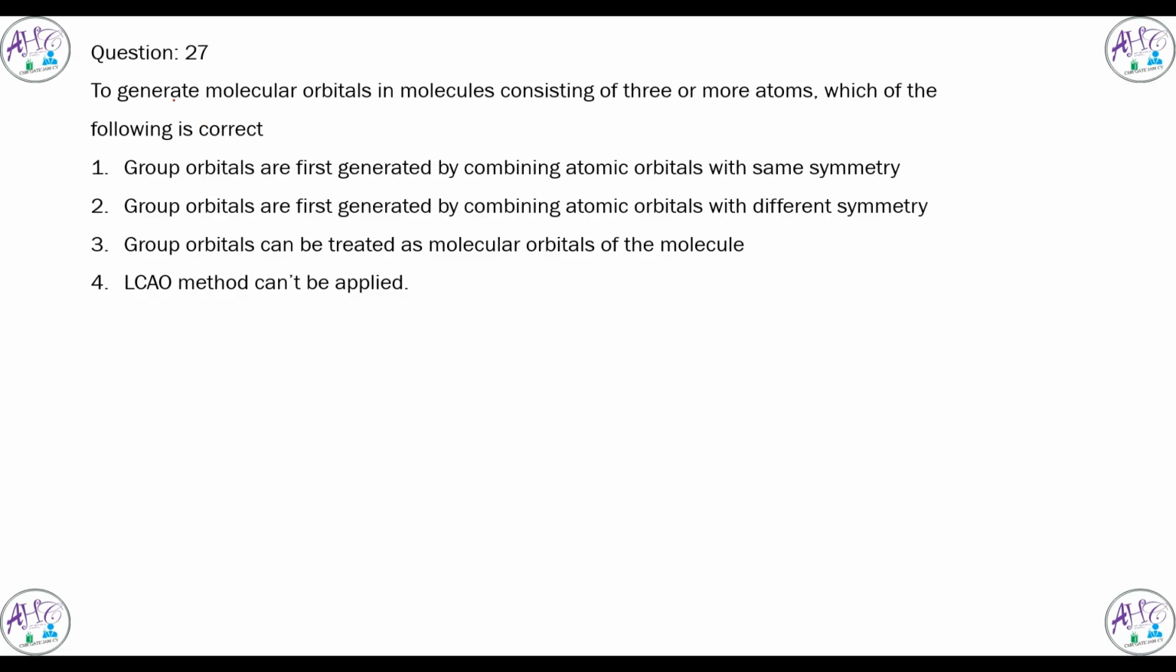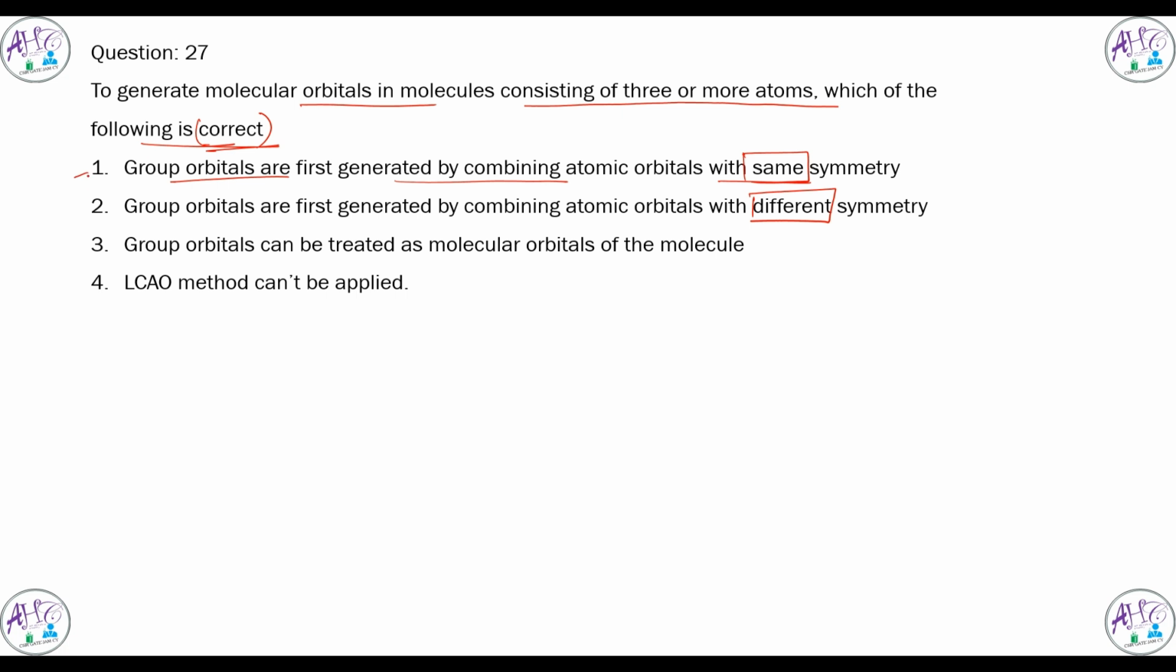Next question: generate molecular orbitals in molecules consisting of three or more atoms. Which of the following is correct? What have they given in the first option? Group orbitals are first generated by combining atomic orbitals with the same symmetry. Look at the second option, which is contradictory: the group orbitals are generated by combining different symmetry. So the question is asking which is the correct answer.